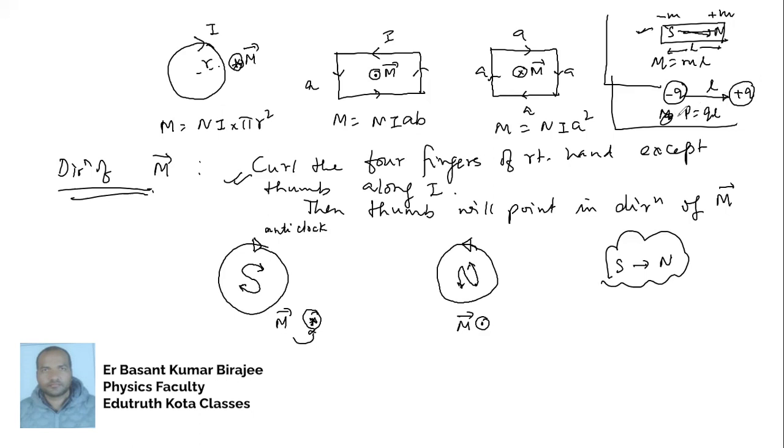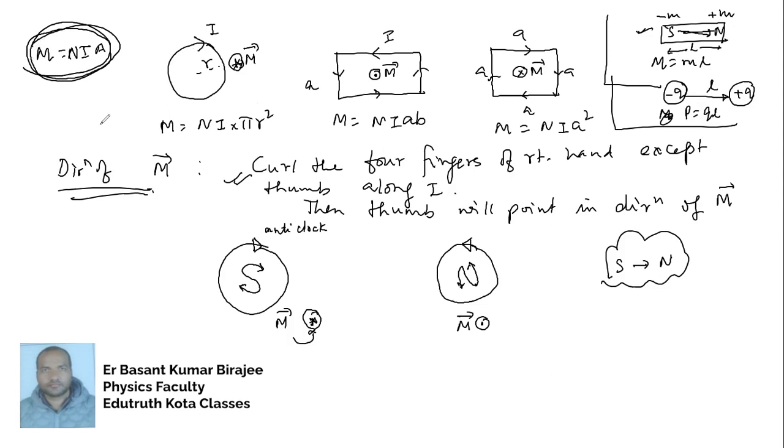But in case of a current carrying loop, the magnetic moment is expressed as the current in the loop times the area. If you have only one turn, then it is fine. If you have n turns, then we write n times current times area. This is how we write the magnetic moment due to a current carrying loop.